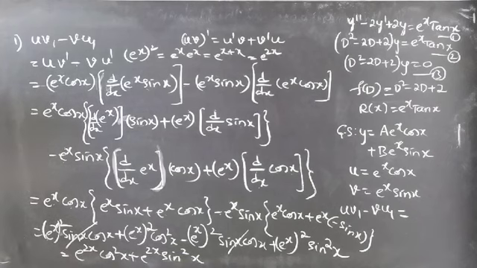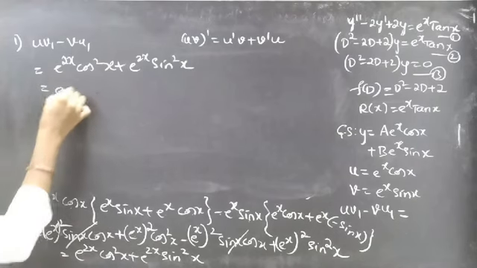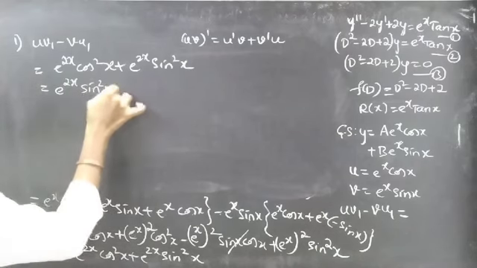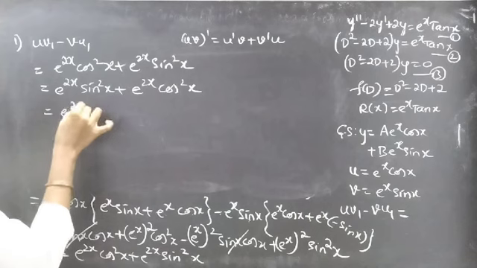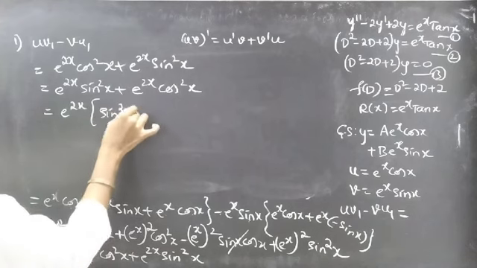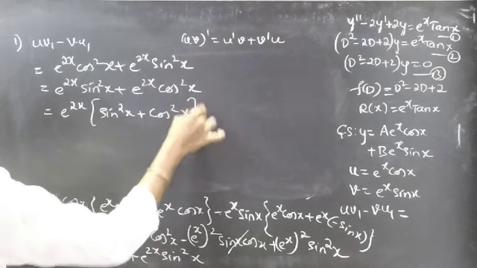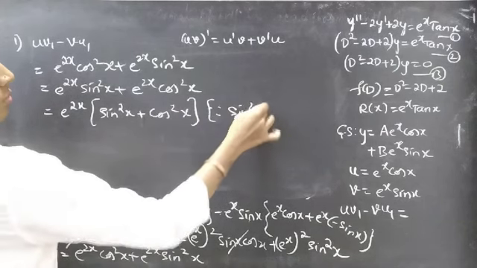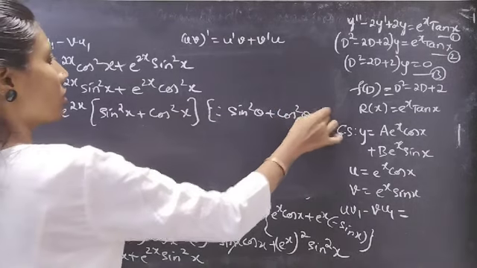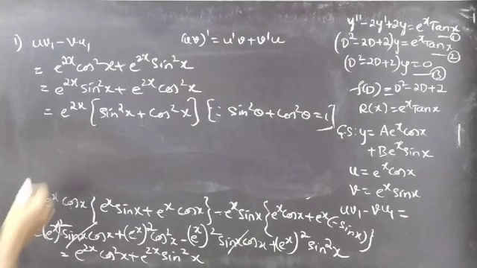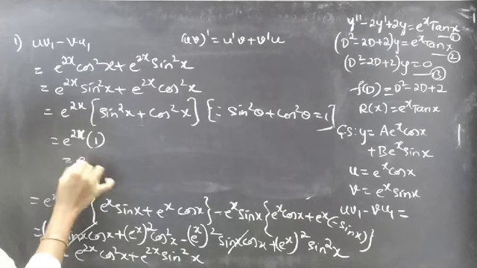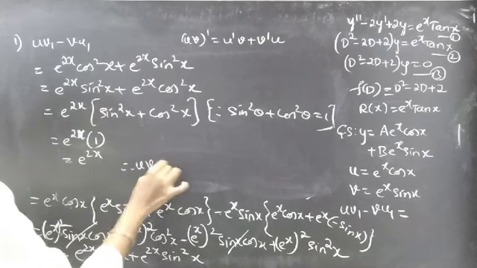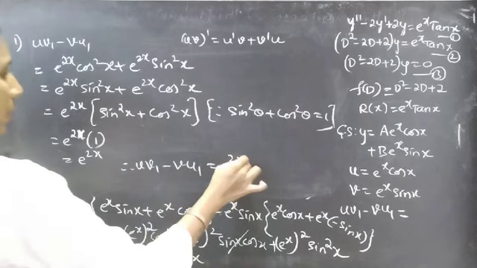Now take e power 2x common from these two terms, or we can write it as e power 2x sin square x plus e power 2x into cos square x. Now take e power 2x common, then you'll get e power 2x times sin square x plus cos square x. Since we know that sin square theta plus cos square theta equal to 1, from this we'll get sin square x plus cos square x equals 1. So let's replace the terms under brackets with 1. We'll get e power 2x. Therefore, uv1 minus vu1 equal to e power 2x.